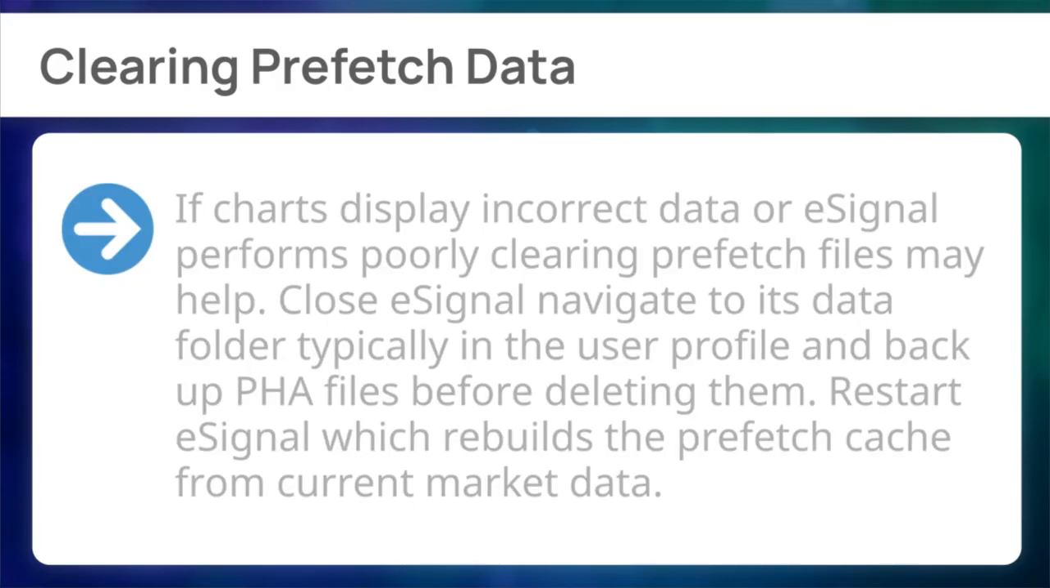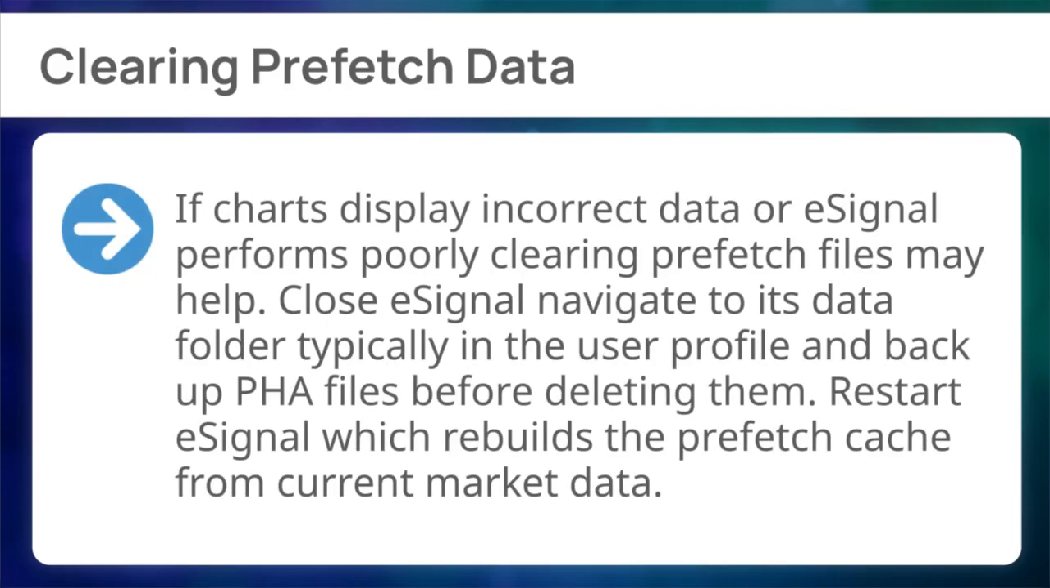Next, clearing prefetch data. If charts display incorrect data or eSignal performs poorly, clearing prefetch files may help. Close eSignal, navigate to its data folder, typically in the user profile, and back up PHA files before deleting them. Restart eSignal, which rebuilds the prefetch cache from current market data.